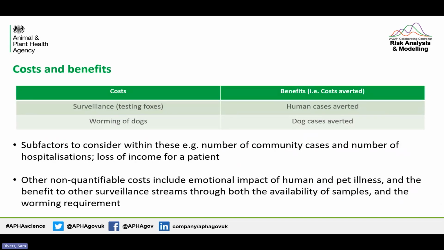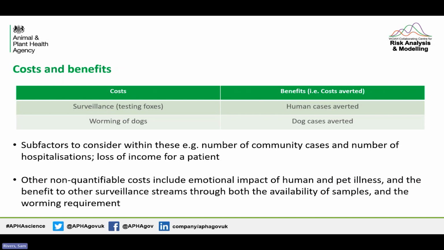So on to how we're defining the costs and the benefits. On the left-hand side, we have the costs. So we have things like the cost of the surveillance system, the cost of the diagnostic testing, things like that, and then the cost of worming dogs when they return to GB. And in the corner of the benefits, we have the human and the dog cases averted.